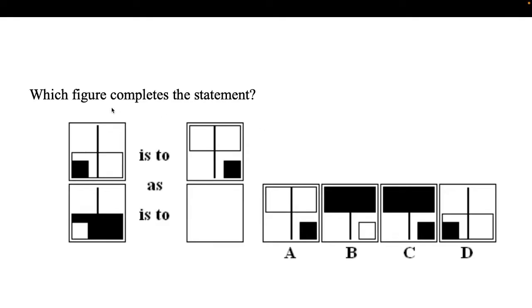Okay, looking at this one, which figure completes the statement? So this is to this, and this one is to what? Okay, so what we're seeing is the small black square is moving from the left to the right, and the big white rectangle is moving from its bottom position to an up position, so you can see here. Okay, so then that means that this black one should move up, up here, and this white square should move to the right. So do we have anything like that? Yes. Okay, so B is the right answer in this question.